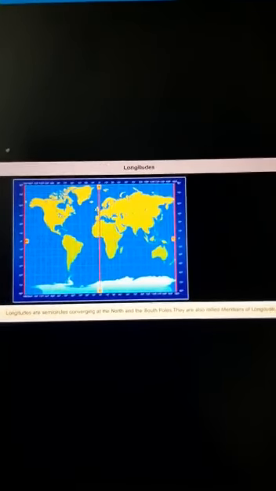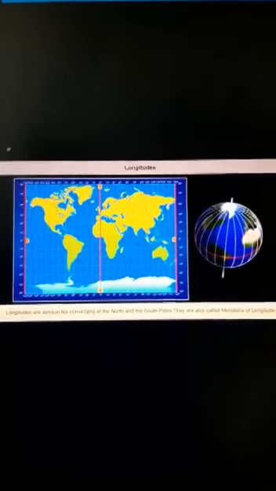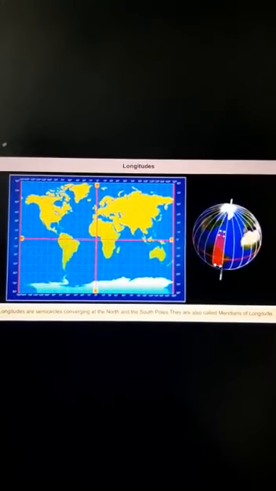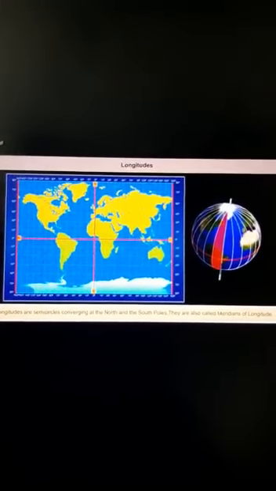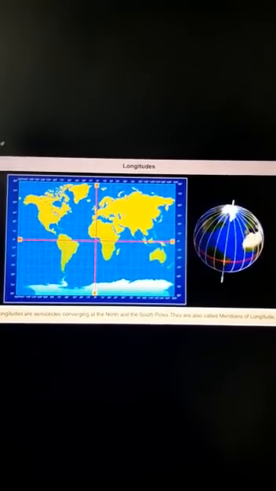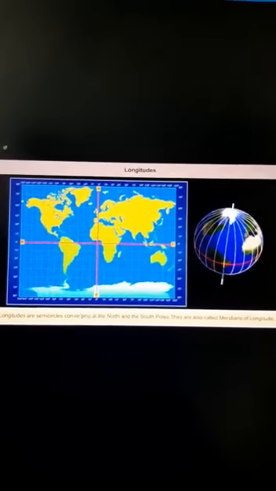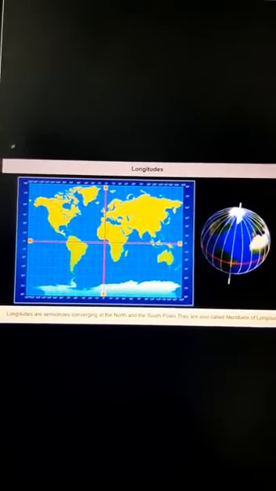The maximum distance between longitudes is at the equator and it gradually decreases towards the poles. Longitudes help us calculate the time at various places on earth. So now you are clear about longitudes. Now we come to the I Learn for Live session from our course book.